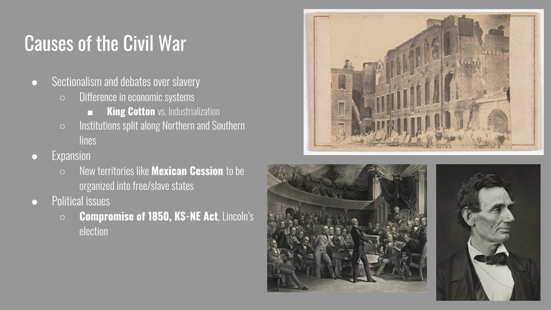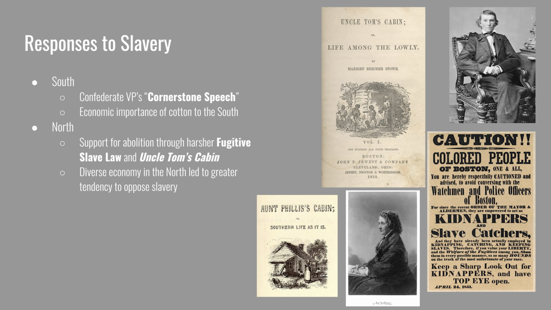of labor. In the North, greater support for abolition emerges as a response to the harsher Fugitive Slave Law of 1850. Northerners who had not previously taken a stand on slavery start to sympathize with abolitionists since the law forced Northerners to enforce Southern policies. Uncle Tom's Cabin, written by Harriet Beecher Stowe, also increased support for abolition through the emotional plight of a fictionalized enslaved person. Finally, the diverse economy in the North led to a greater tendency to oppose slavery because enslaved labor was competing against free labor in depressing wages.